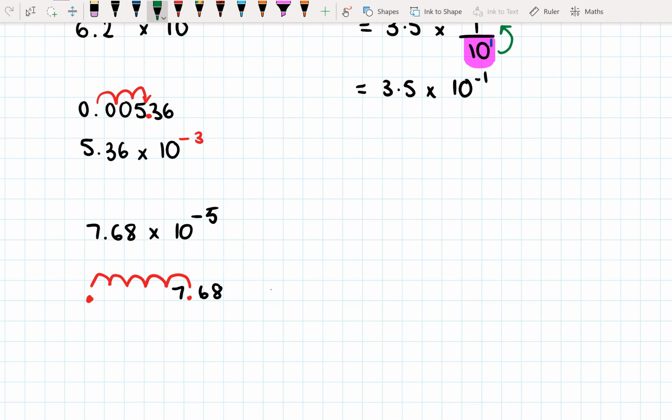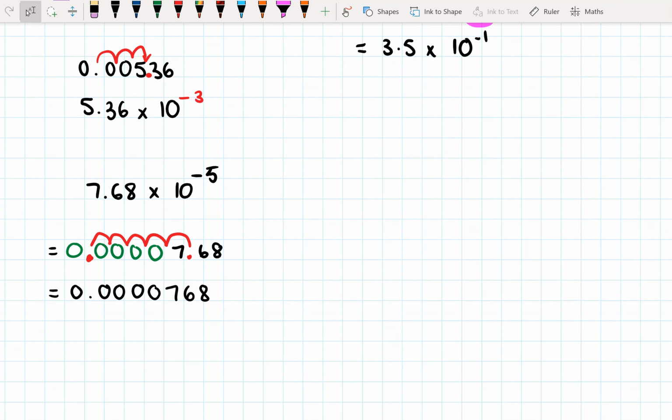Now, the difference with small numbers is when you fill in the gaps, you need to also remember to put a leading 0 in before the decimal. If you don't do that, you don't have a correct answer, because it doesn't really make sense without the 0 in front. So in this case, our answer is 0.0000768, and you need to write that out fully after you've done this.